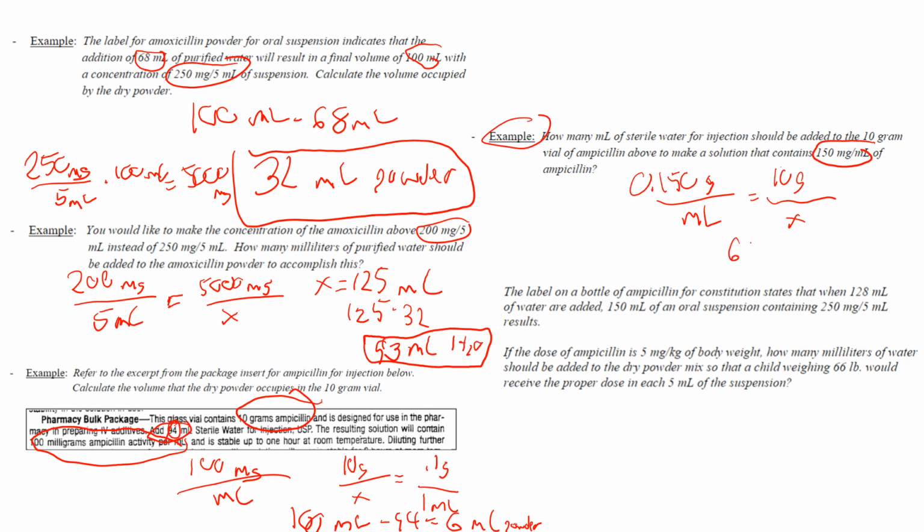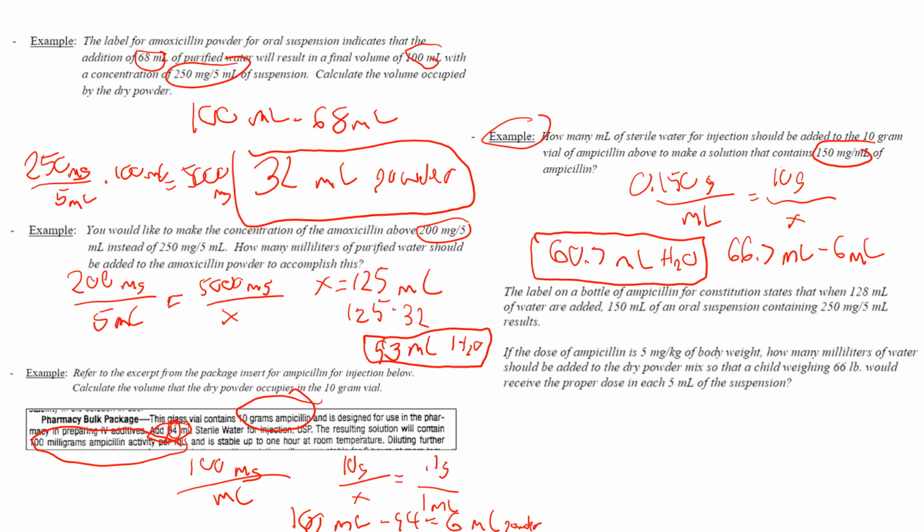we get 66.7 milliliters should be our solution, but we need to subtract that 6 milliliters of powder, because remember, this is how much water we need to add. So our final answer is 60.7 milliliters of water would be added to make this. And as you can see, this is less than the original 94, which makes sense. We're making a more concentrated solution. So yeah, that's basically just how we would want to set that up.